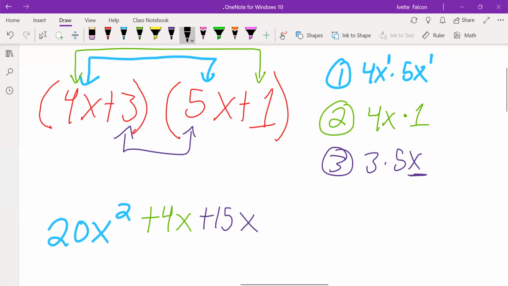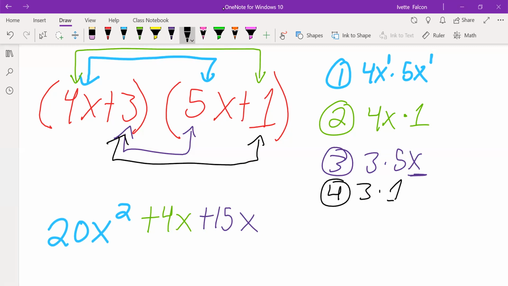And our last multiplication is the last by the last. So 3 times 1, that's going to give me a positive 3. So once you have done this, now what you have to do is combine like terms. So once you multiply 4 times for FOIL, you're going to combine like terms.